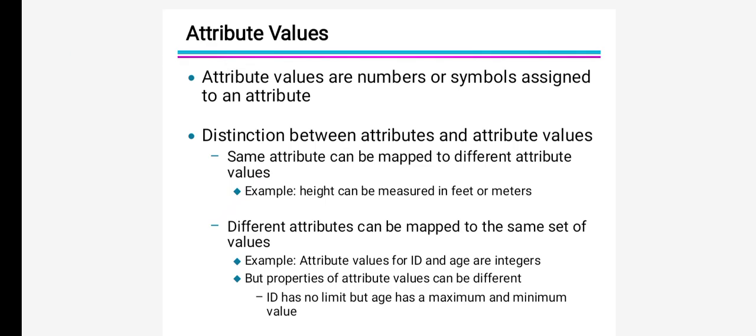Now we shall discuss what attribute values are. Attribute values are the numbers or symbols assigned to an attribute. Distinction between attributes and attribute values: some attributes can be mapped to different attribute values. For example, height can be measured in feet or meters.